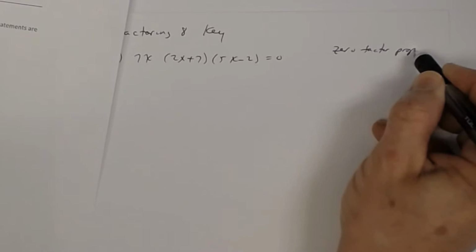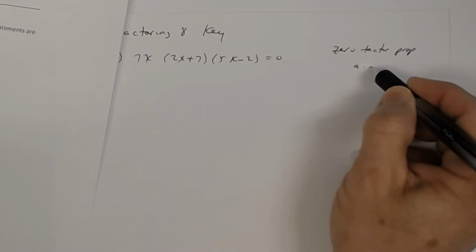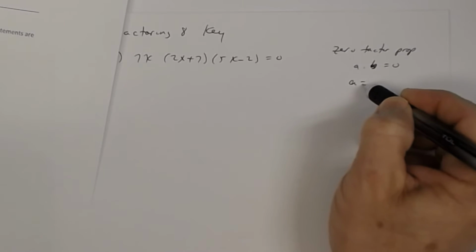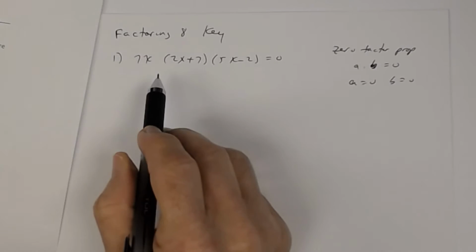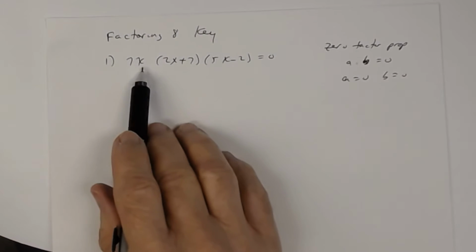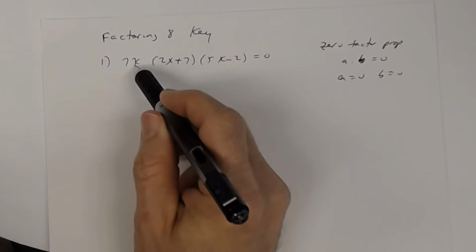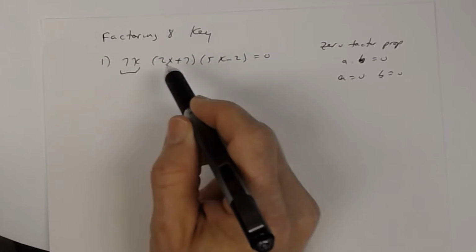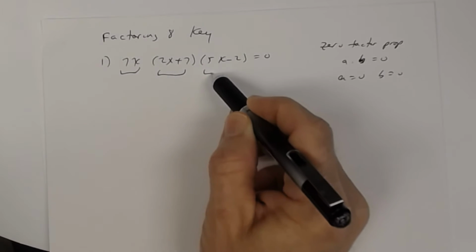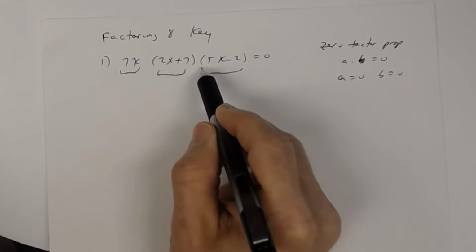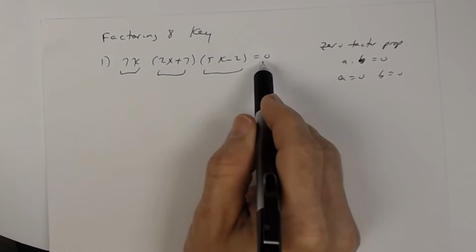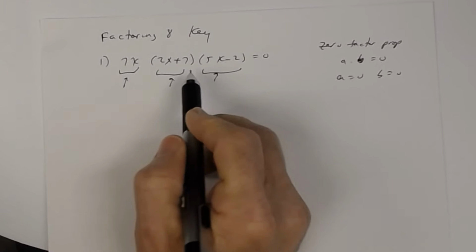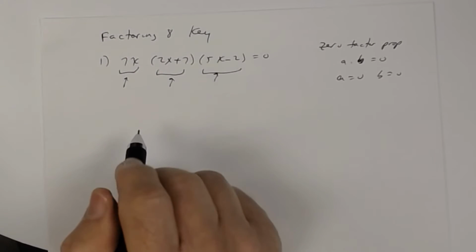The zero factor property says if you have 2 or more factors whose product is 0, then one of those factors has to be 0. I want you to notice, though, in number 1, it's already factored for you. 7 is a factor and x is a factor, but we're going to put those together since they're monomials. So we have 7x, we have 2x plus 7, and we have 5x minus 2 that are being multiplied together, and that product is 0. So according to the zero factor property, one of these must be 0. Each of those contains variable expressions, so one of those must be 0.